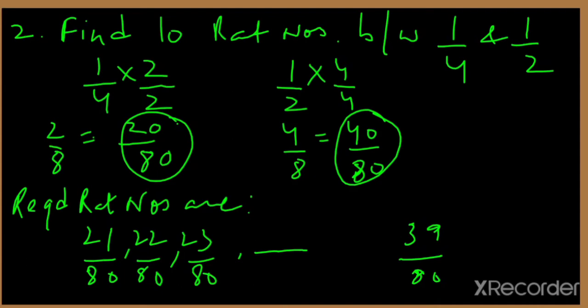So this clears one point. You have to make sure that you remember that there lie infinitely many rational numbers between any two rational numbers. Even if it is 0 and 1, there lie infinitely many rational numbers between them. And 1.1 and 1.2 also. Between these two numbers, there lie infinitely many rational numbers. So you have to remember this point. I hope this concept is clear to all of you.